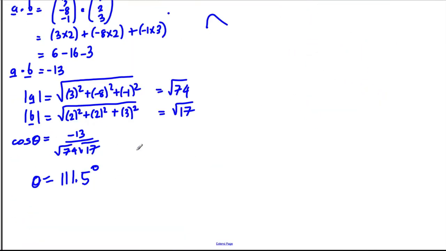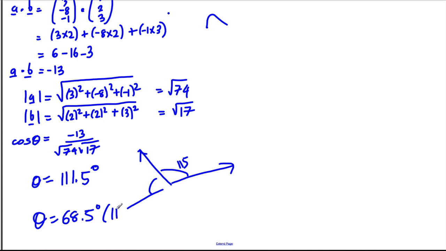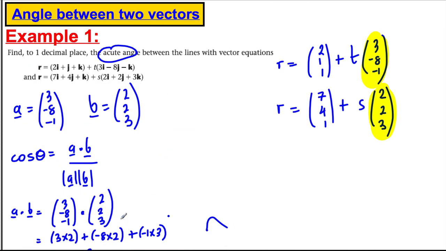Now, looking up at the question, it asks clearly for the acute angle between the lines. So we've got two lines here going as such, and we know that it's 111.5. Therefore, the acute angle between the lines is 180 take away that, if you want to work out the acute one. So it's therefore 68.5. So theta equals 68.5 degrees to 1 dp. Okay, and we're done in that regard.